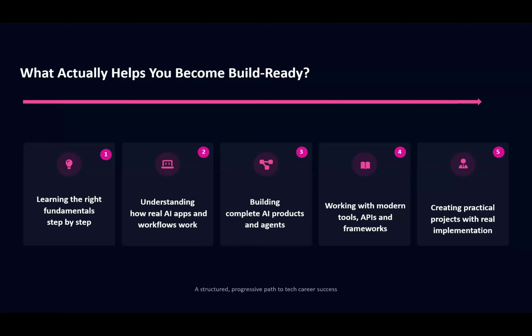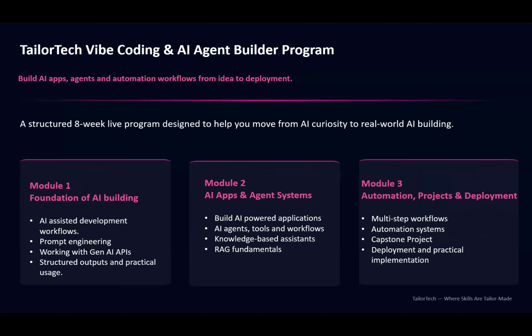So those of you who are thinking, okay, this is interesting, but how do I actually learn this properly? For that, we have designed a structured program called Vibe Coding and AI Agent Builder Program. It's an 8-week live, online program focused on helping you move from AI curiosity to actually building real-world AI systems.